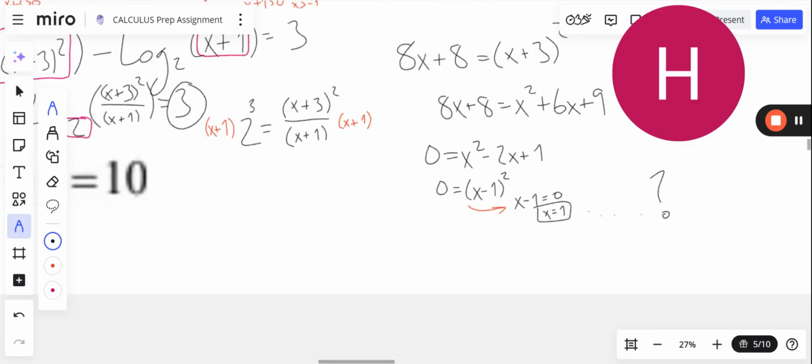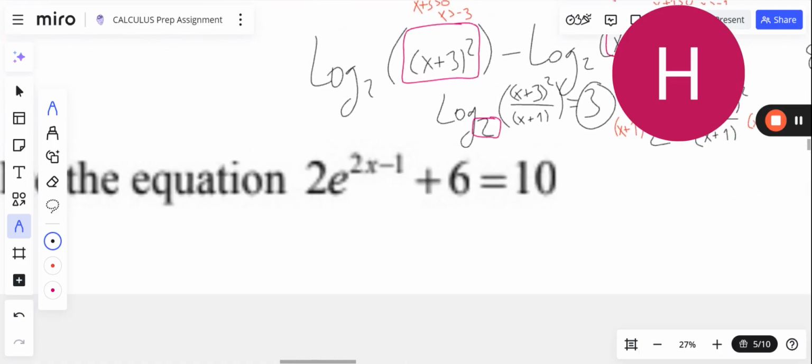Great. So this solution is verified. Let's move on to the exponential equation.